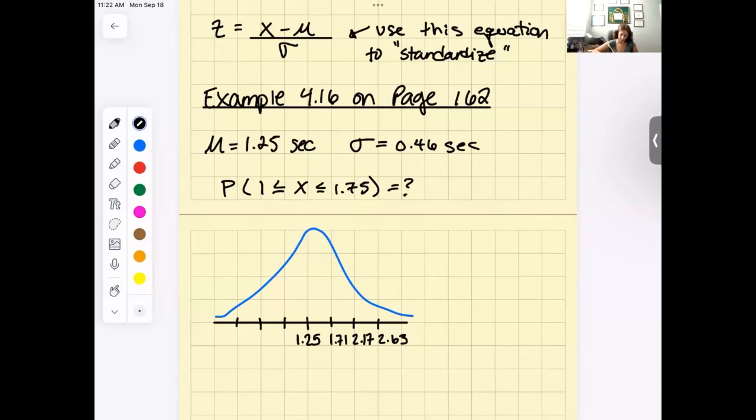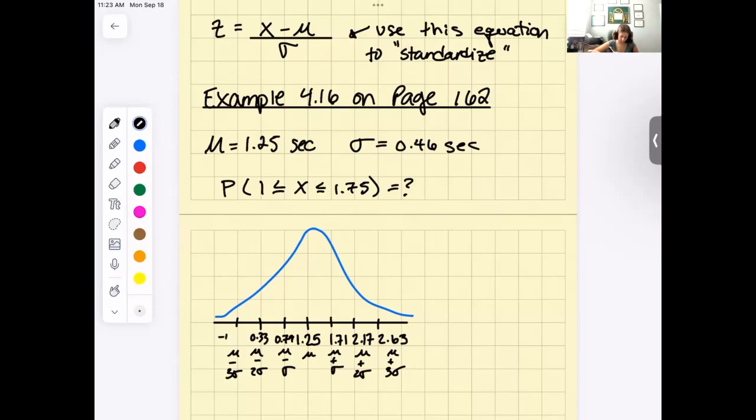Yes, so what we're doing is, remember in our graph, it's mu, and then it's mu plus sigma, and it's mu plus 2 sigma, and it's mu plus 3 sigma, right? So now we're going to go over here and do mu minus sigma, mu minus 2 sigma, mu minus 3 sigma. Okay, so what do you get to the left? 1.25 minus 0.46. What do you get? 0.79, then what? 0.33, then what?